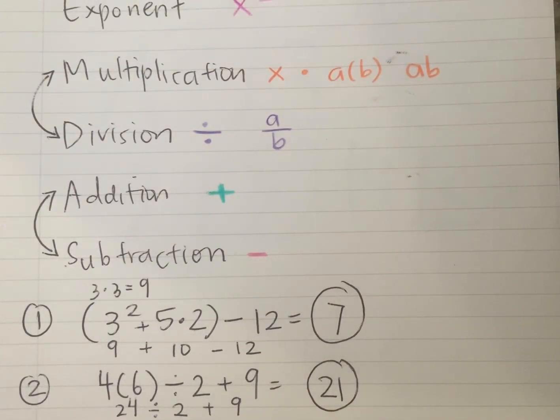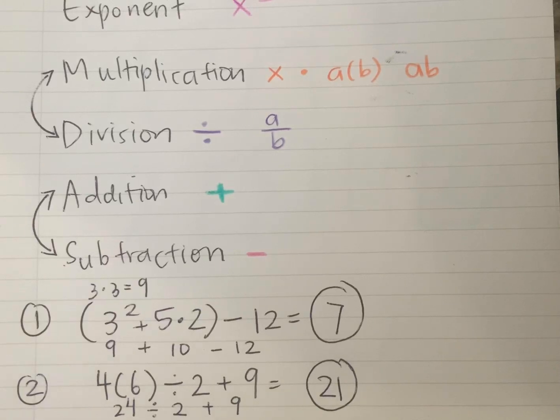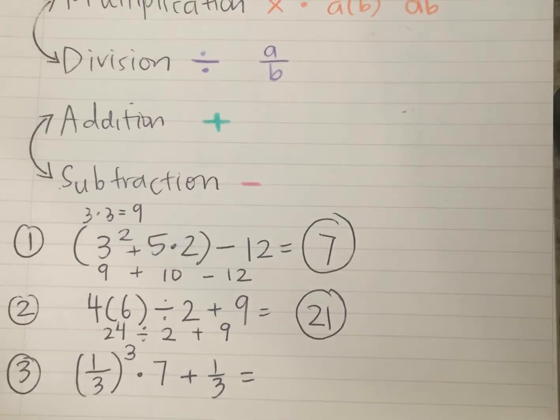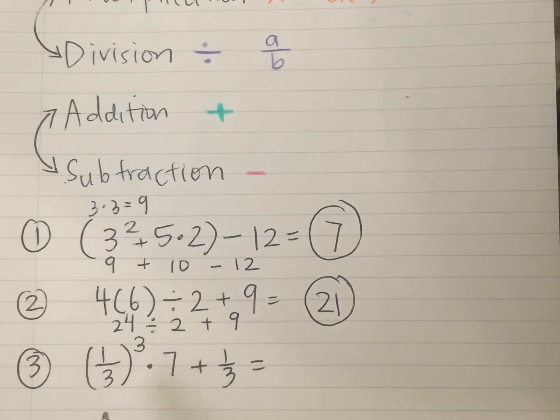I hope that one came a little bit easier, and this is going to be the third and final practice before you are given your worksheet via Schoology. Number 3 says 1/3 to the third power, 1/3 to the third power times 7 plus 1/3. 30 seconds from here.